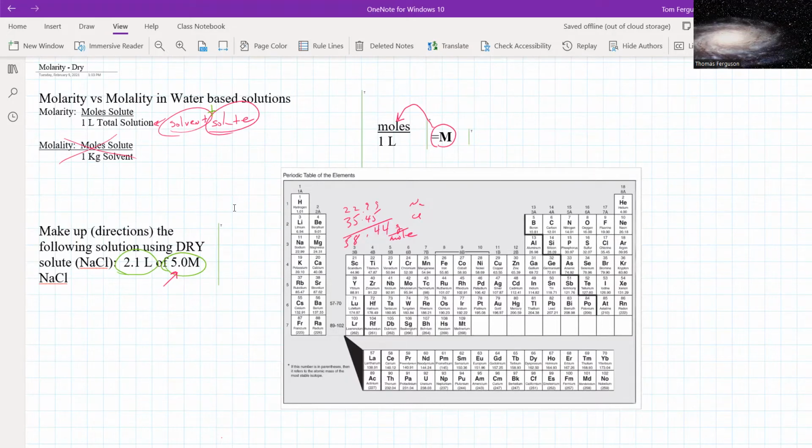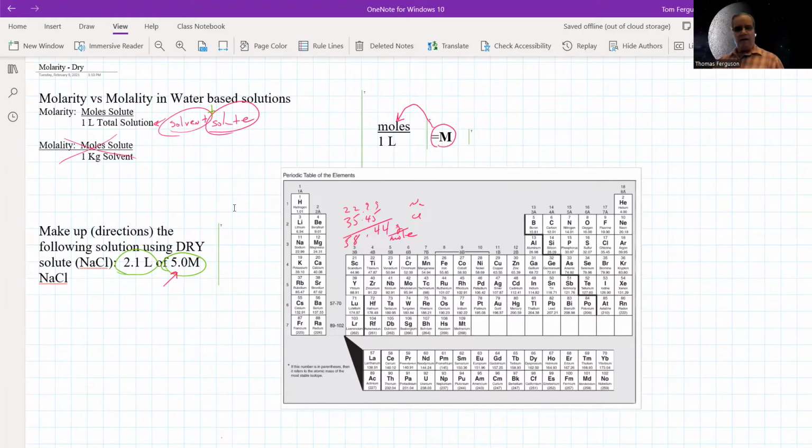And the calculations are different. So you have to recognize, first of all, which one it is. In this particular problem, I mentioned dry. But if they're talking about how to make up solutions and they don't mention a starting solution, assume it's dry.